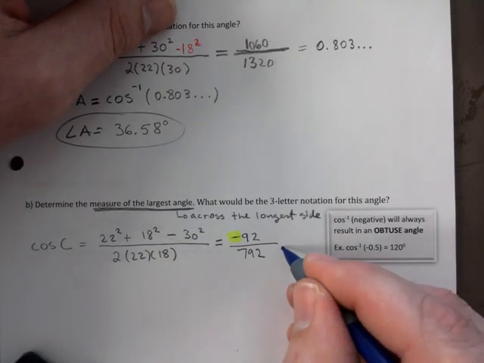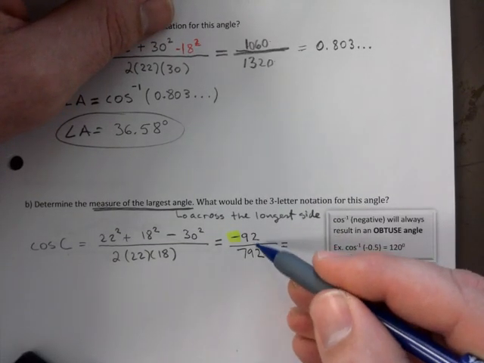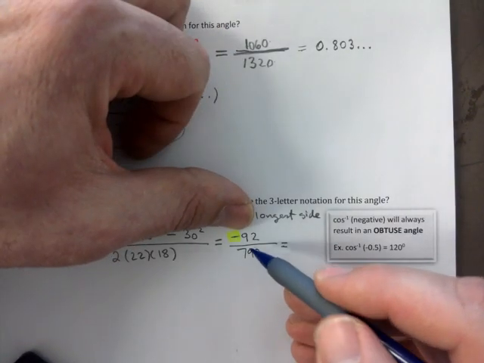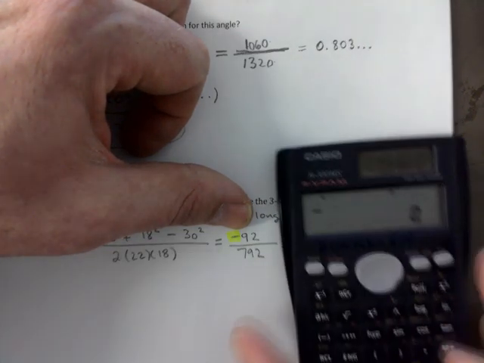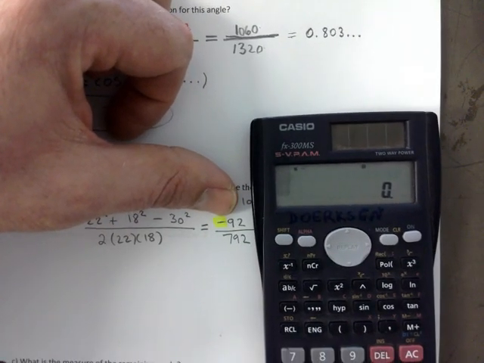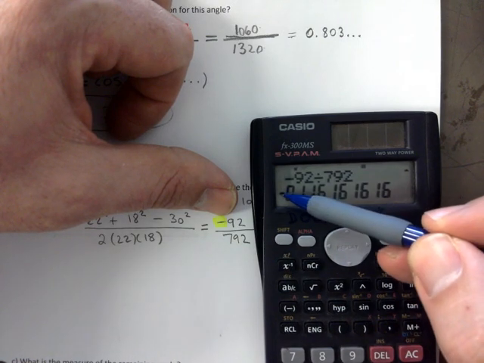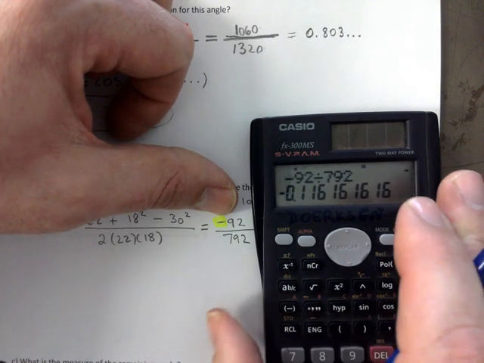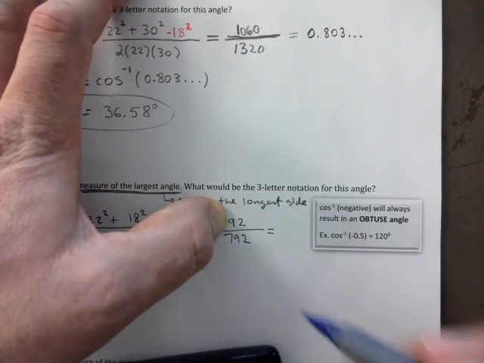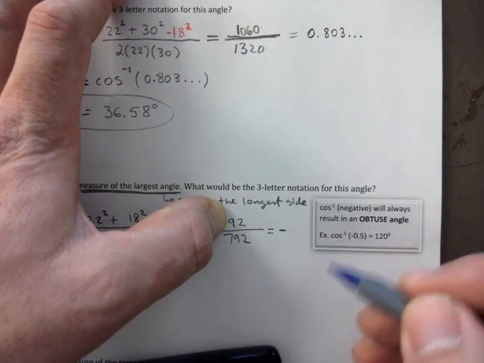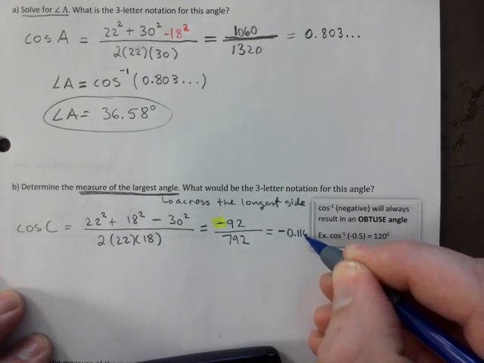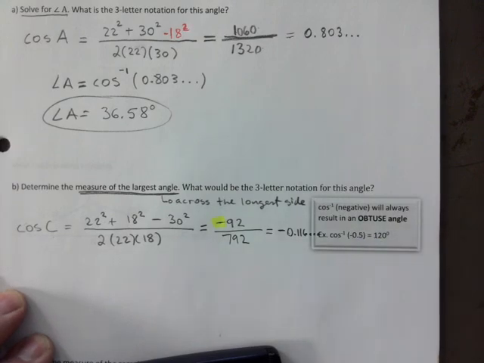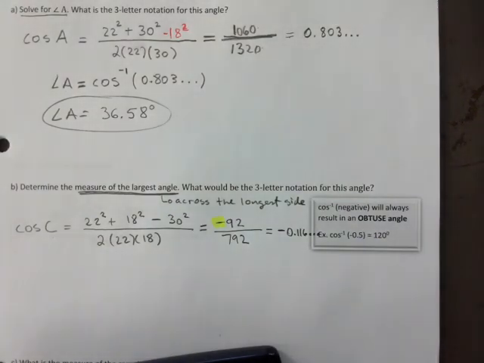So let's divide negative 92 by 792. I don't know if your calculator is going to allow you to enter negative 92. Mine does. Watch, I just go negative 92 divided by 792, and it gives me a negative answer. If yours doesn't, just go 92 divided by 792, but make sure you know it's going to be a negative answer. So that's 0.116, and that keeps going. That I'm going to highlight.